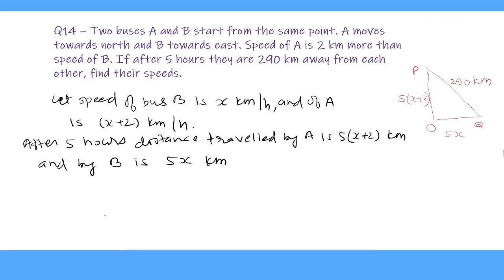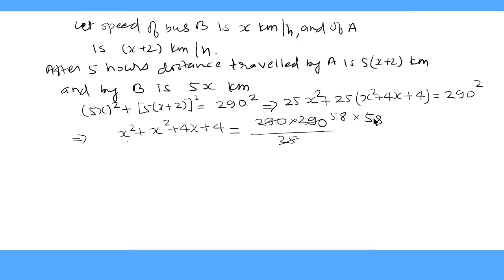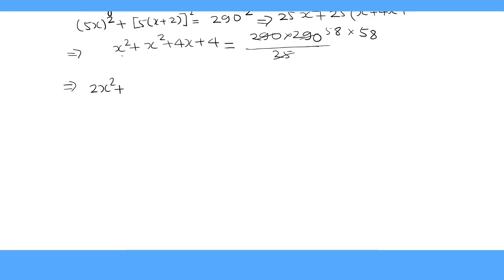So we solve like this. We apply the Pythagorean theorem and according to that 5x squared plus 5 times x plus 2 squared equals 290 squared. 25x squared plus 25 into x squared plus 4x plus 4 equals 290 squared. Dividing both sides by 25, we get x squared plus x squared plus 4x plus 4 equals 290 multiplied by 290 upon 25, and we cancel 25 by 5 and 290 by 5. So on cancelling we get 58 multiplied by 58. So this is 2x squared plus 4x plus 4 equals 58 multiplied by 58.